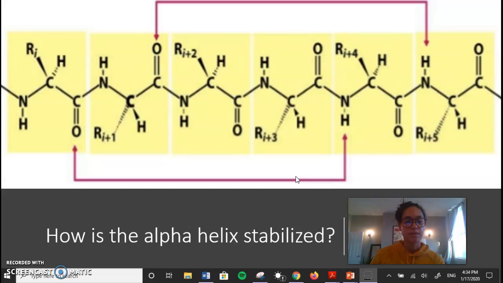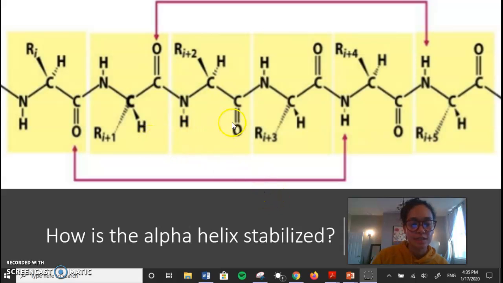So, how is the alpha helix stabilized and held together? Well, it's stabilized and held together by hydrogen bonds between the amine group and the carbonyl group on the main chain. Each residue is related to the next one, and residues that are spaced 3 to 4 spaces apart in the sequence are close. In fact, they're closer than those that are spaced 1 to 2 spaces apart.